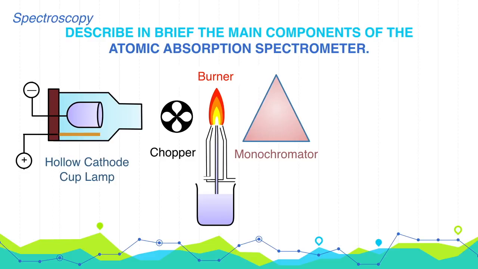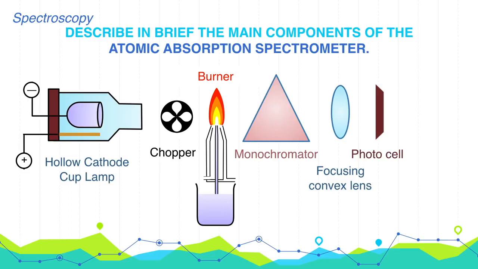Then comes monochromator. Either prism or diffraction gratings are used as monochromators. The transmitted beam from the flame enters the monochromator, which allows only one wavelength at a time to fall on the photomultiplier tube. Then comes photomultiplier tube. When the transmitted light from the monochromator falls on the PMT, a current is produced. This current is proportional to the light incident on the photocathode of the PMT.